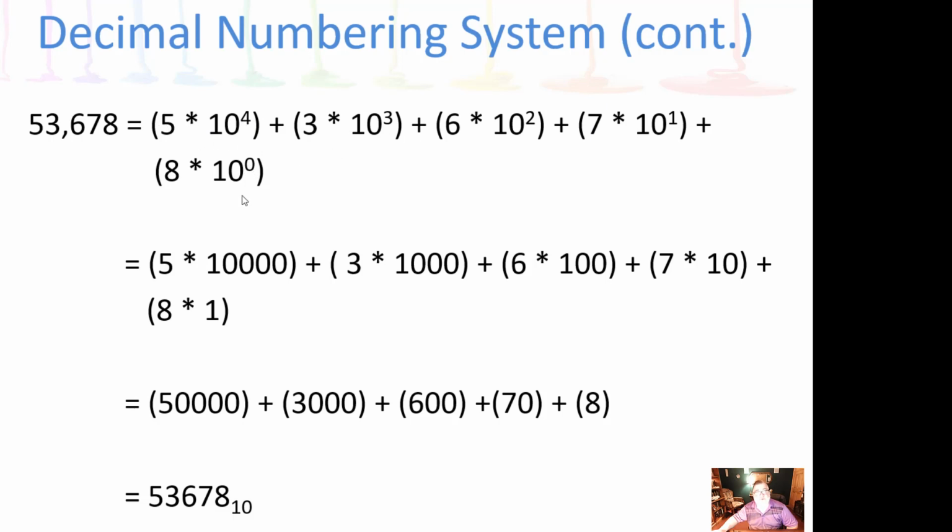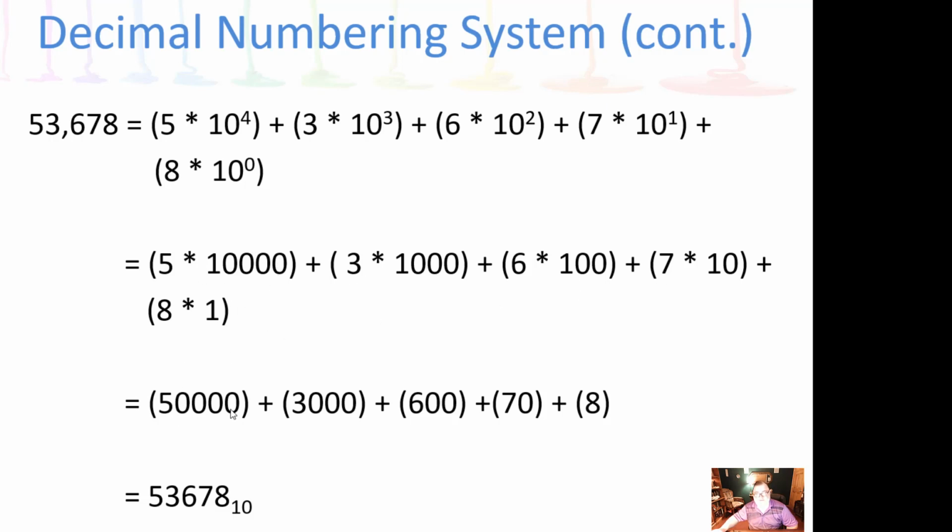Now if I look at 10 to the 0, it's 1. Anything to the 0 power is 1. 10 to the first is 10. 10 squared is 100. 10 cubed is 1,000. 10 to the fourth is 10,000. And I just bring down the 5, 3, 6, 7, and 8 and multiply them out.